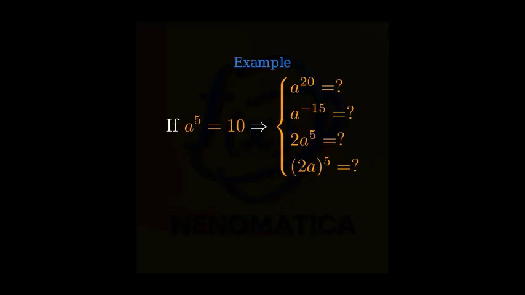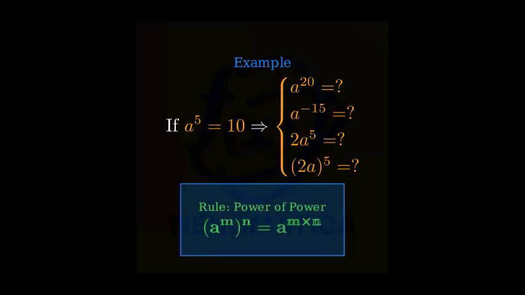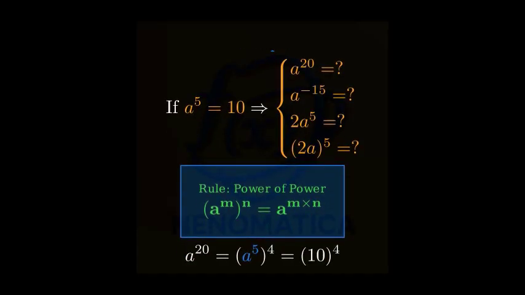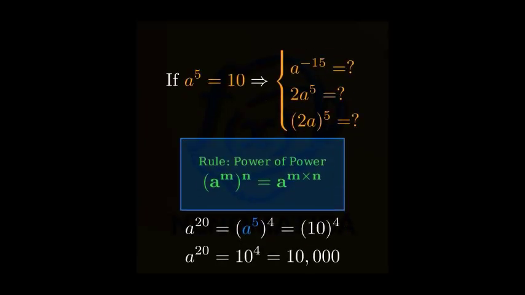Let's solve the first part, a to the power of 20. We know that when we have a power raised to another power, we multiply the exponents. So we can rewrite a to the power of 20 as a to the power of 5 raised to the power of 4, which equals 10 to the power of 4. And 10 to the power of 4 equals 10,000.